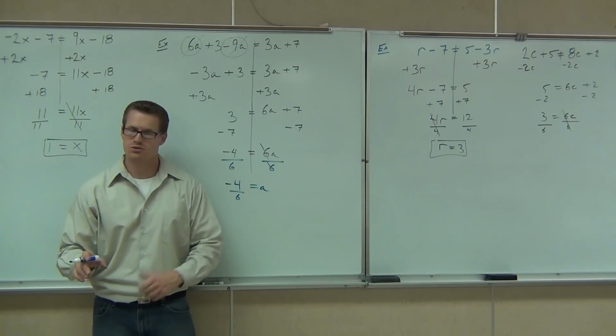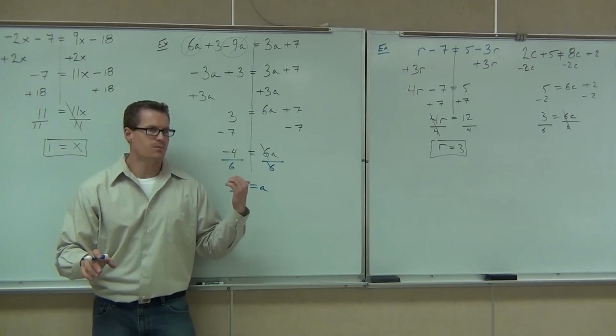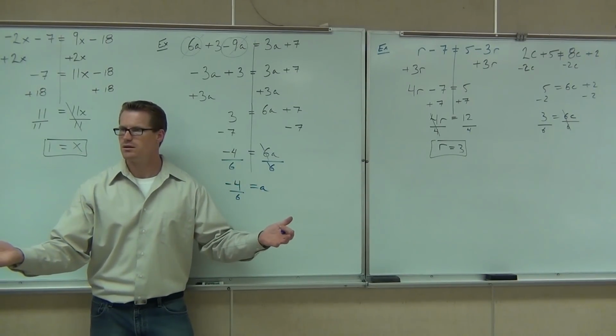If you do know how to reduce it, great, reduce that. That's negative 2 over 3. But if you don't know how to reduce it, leave it as a fraction.